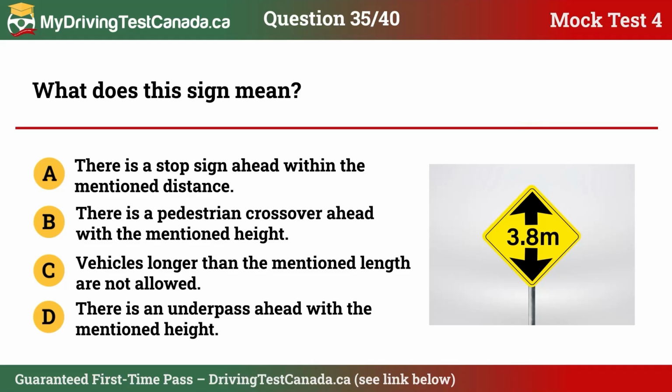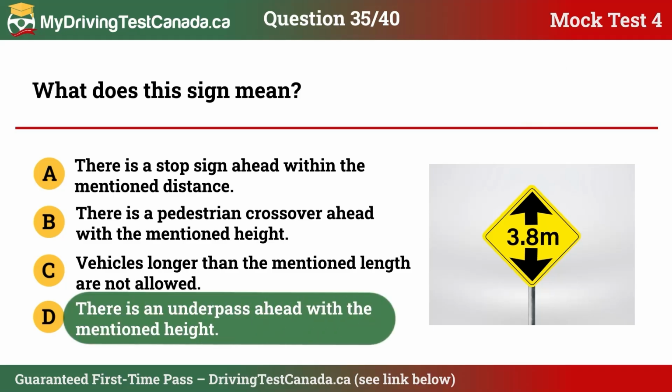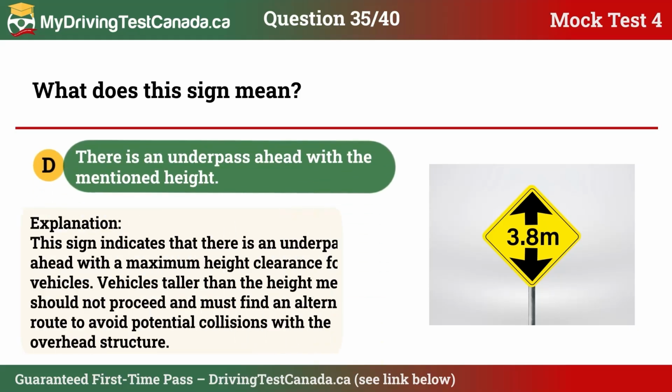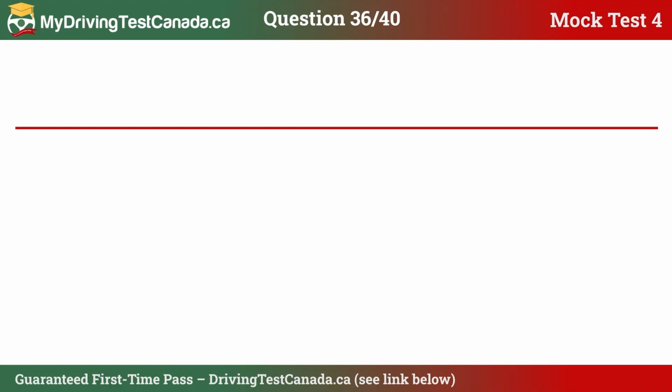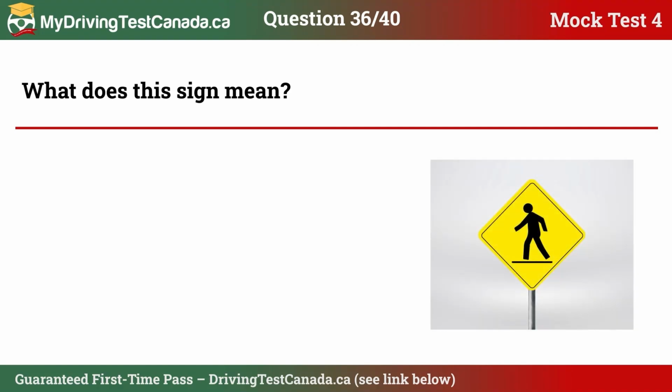The correct answer is D. There is an underpass ahead with the mentioned height. Explanation. This sign indicates that there is an underpass ahead with a maximum height clearance for vehicles. Vehicles taller than the height mentioned should not proceed and must find an alternative route to avoid potential collisions with the overhead structure. Question 36. What does this sign mean?